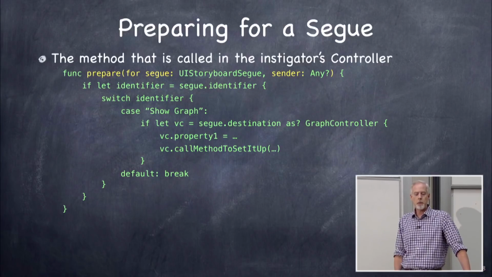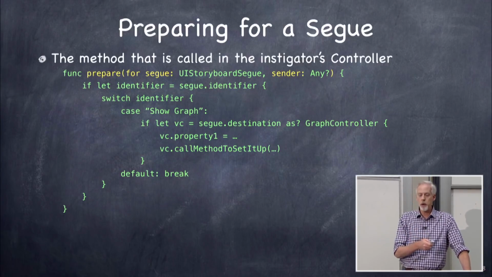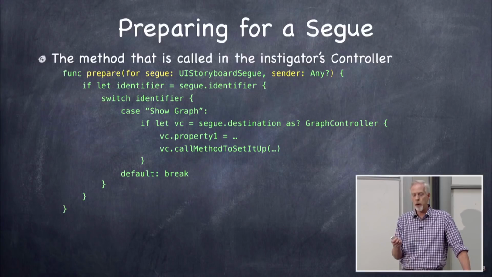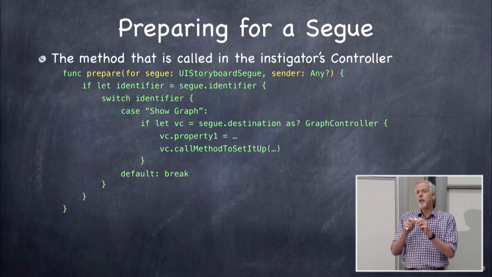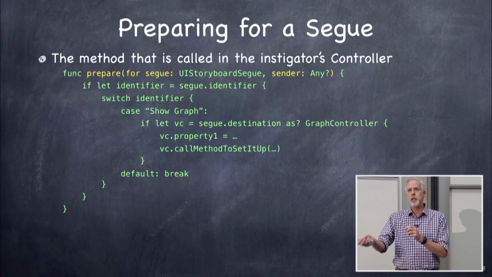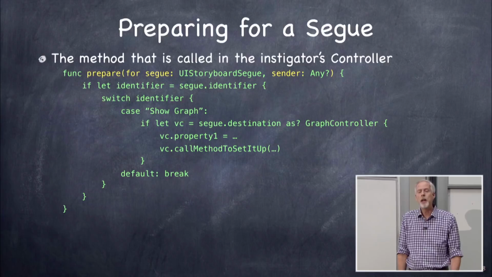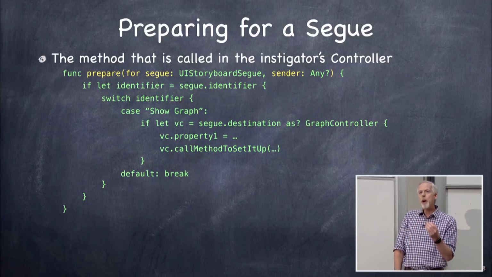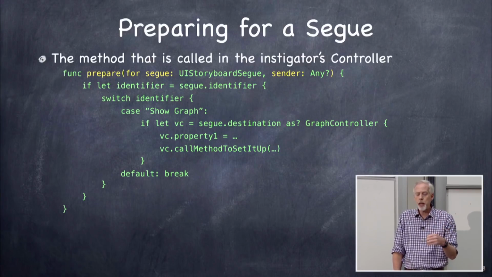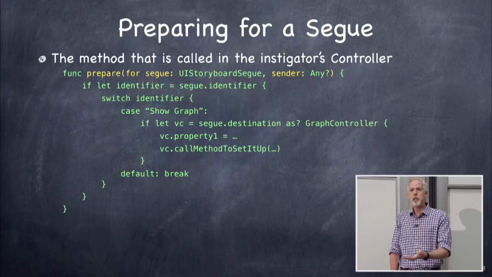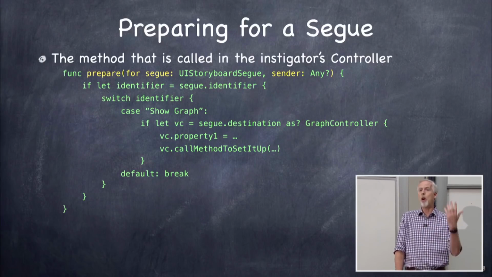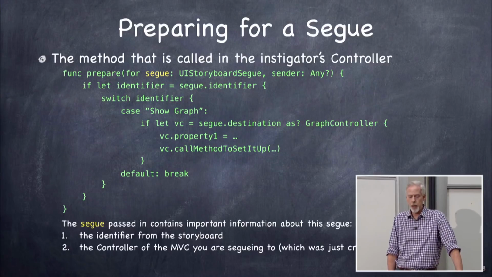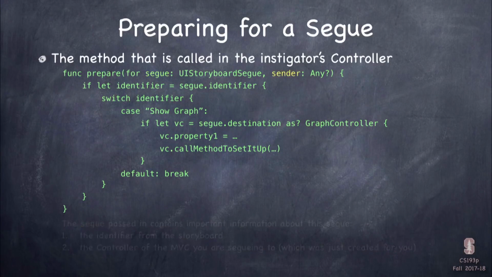This is what that method looks like, prepare for segue. It has two arguments. The segue, which is a UI storyboard segue, mostly just has the identifier and also the MVC that we need to prepare, the MVC that it just created that we're going to segue to. The second argument, the sender, is the button or the line in a table view that caused this segue to happen, or if you're doing it from code, it could be almost anything. That's why it's of type Any. That could also be nil. It's happening, you don't know or care who did it. So that's what those two arguments are.